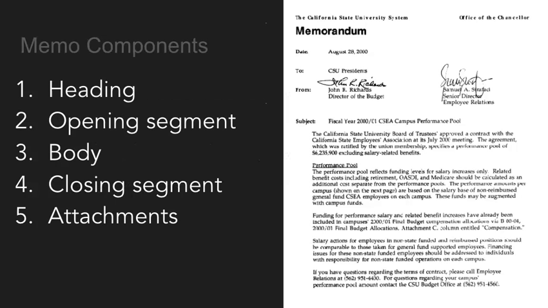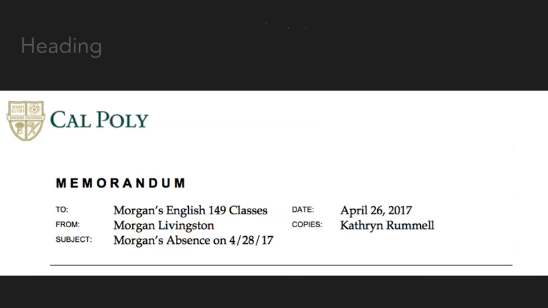Memos are composed of 4 or 5 parts, depending on whether or not you have attachments. For the sake of my class, you will not have attachments, so you don't need to worry about that. We'll start with the heading.